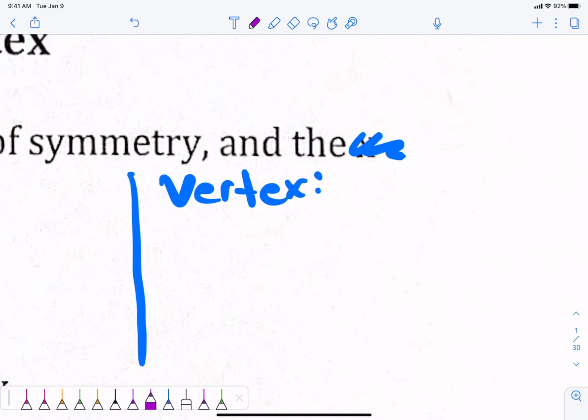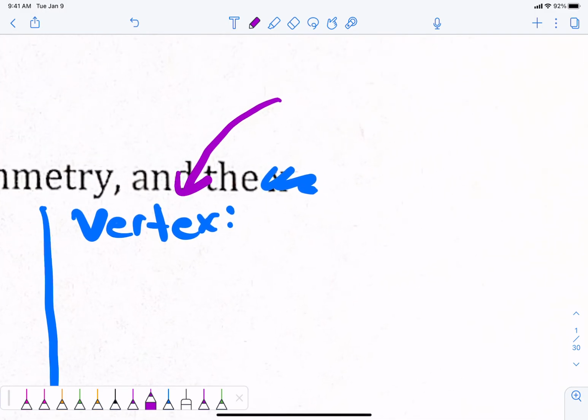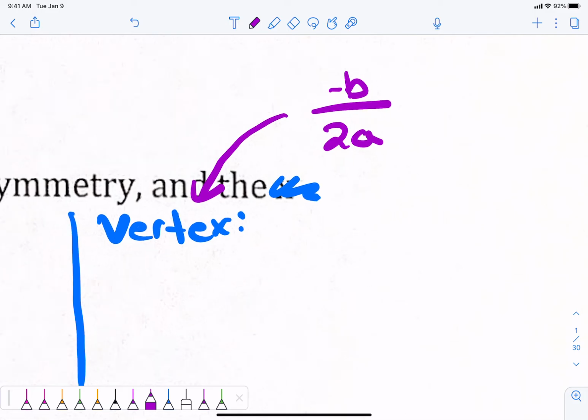For the vertex, this is the thing that you're going to have to memorize and remember. Are you listening? This formula, you're going to have to remember. To find the vertex, x, the formula is -b over 2a. That's how you find the vertex. -b over 2a. Remember that.